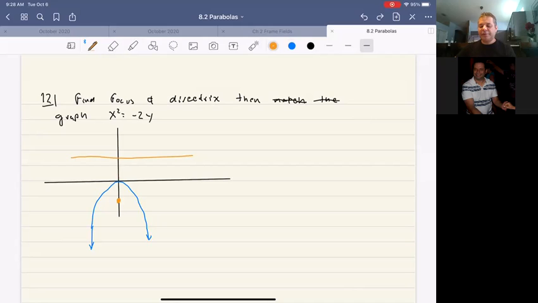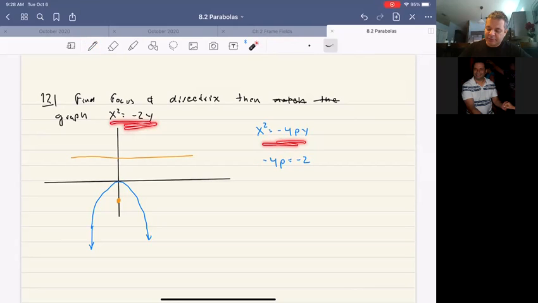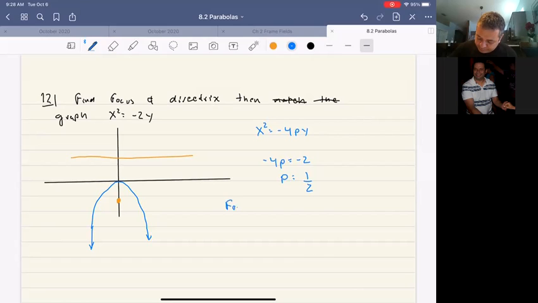Not too much craziness going on here. I'm just going to use the formula that I had on the other page. So x squared equals -4py. So -4p is -2. I'm matching this equation with this equation. So p equals 1/2. Our focus is (0, -1/2), and our directrix is y equals 1/2.